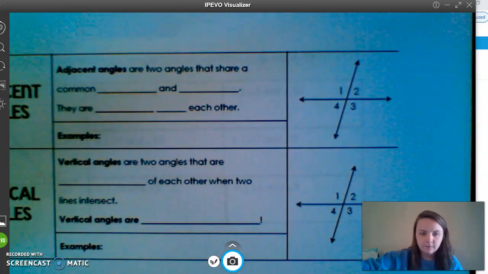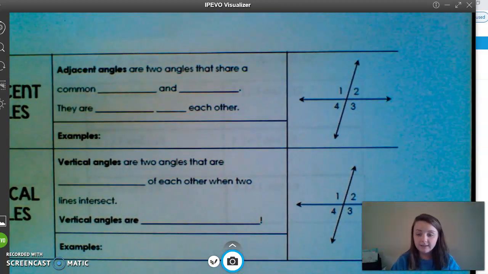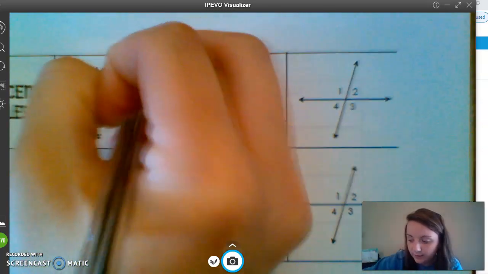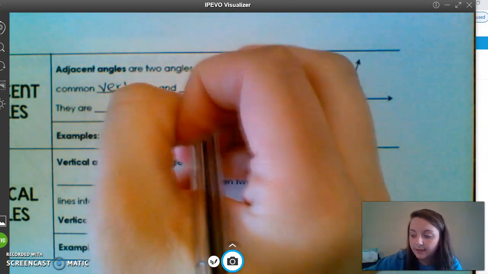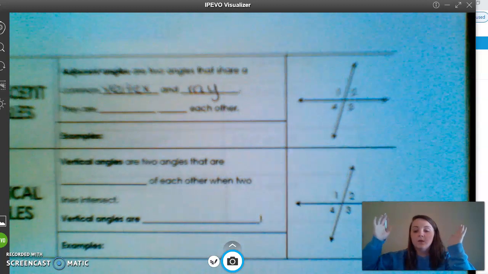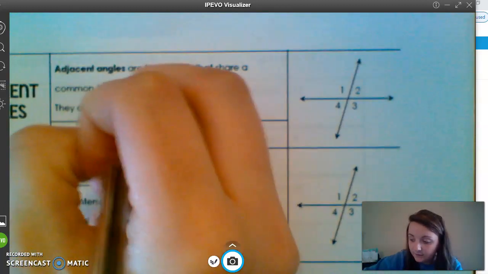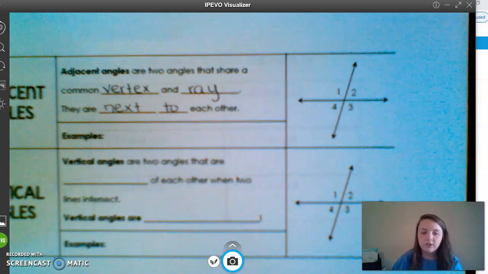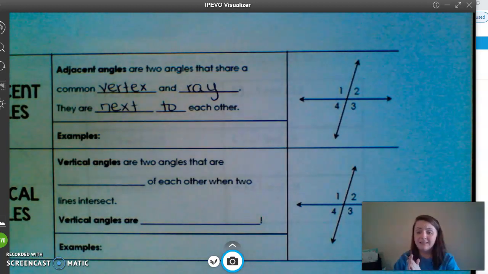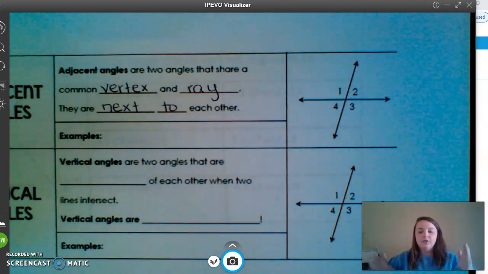But adjacent angles, these are two angles that share a common endpoint or vertex. Remember we talked about vertex yesterday, that's just a point, and a common ray. So that means that those angles are right next to each other. And adjacent means that you're beside someone. So these are angles that are right beside each other. We can use all those mathy terms, but these are the angles that are right next, they share a side.